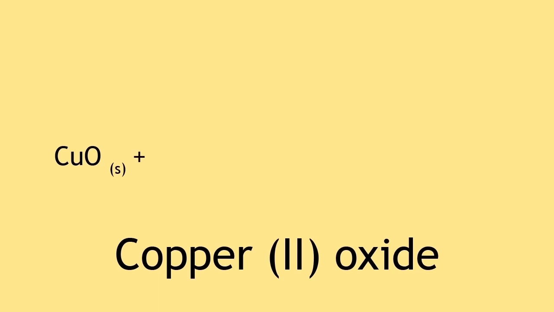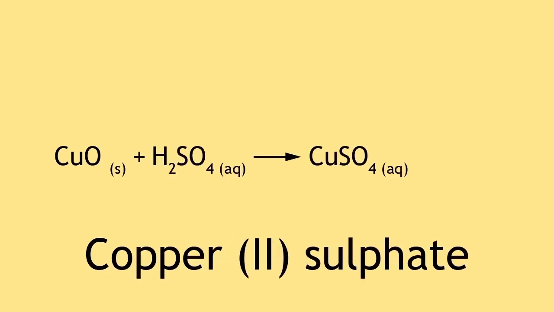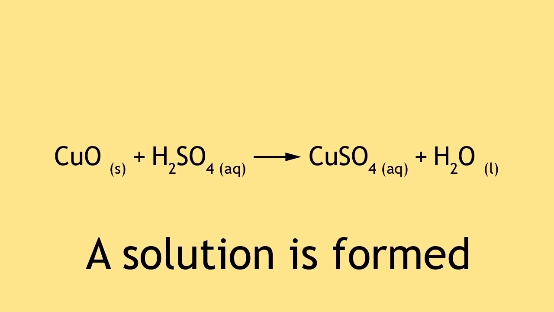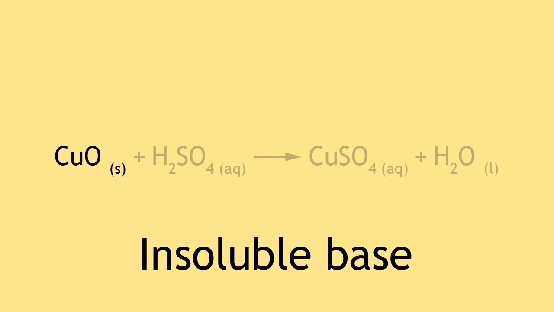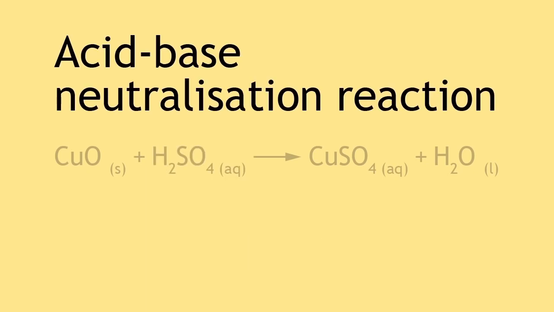Copper 2 oxide reacted with sulfuric acid to give copper 2 sulfate and water. As copper 2 sulfate is soluble in water, a solution is formed. Copper 2 oxide is a metal oxide, which is an insoluble base, and as you may already know, sulfuric acid is an acid. So what has happened here is an acid-base neutralization reaction where a salt and water has been formed.